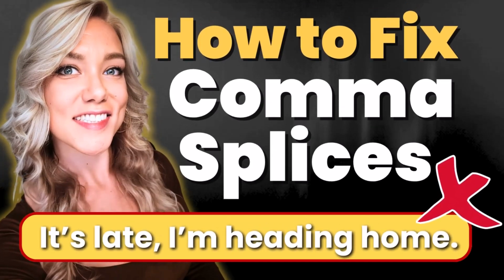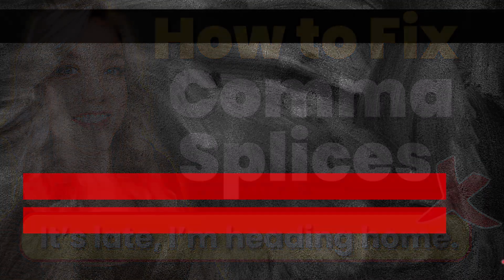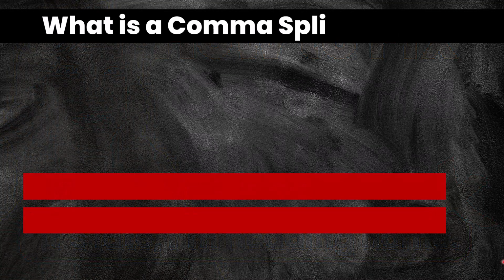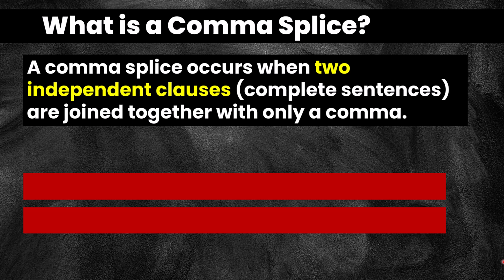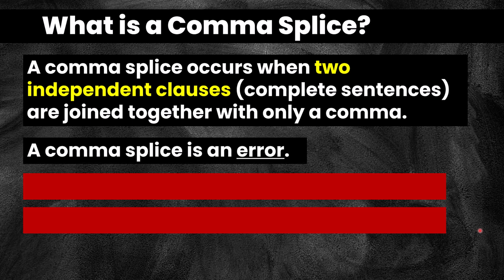My name is Jennifer, and today I'm going to teach you how to fix comma splices in English. First of all, what is a comma splice? A comma splice occurs when two independent clauses, which are complete sentences, are joined together using only a comma. And a comma splice is an error. It's a very common error that people make when writing in English.